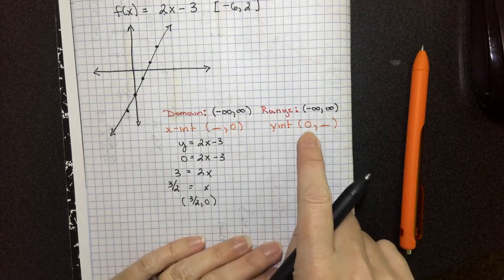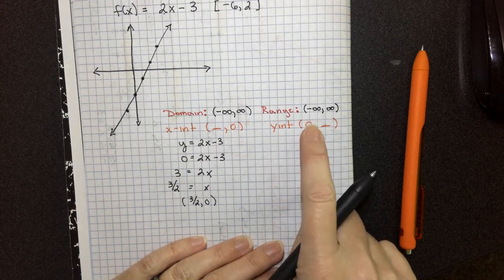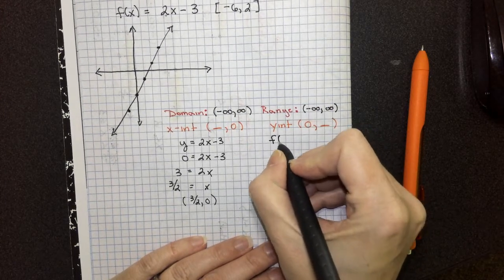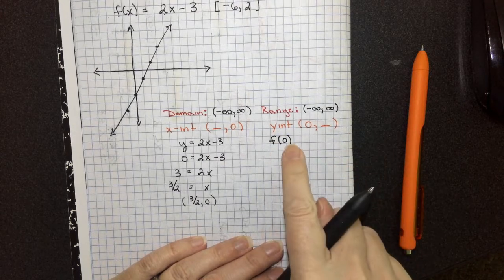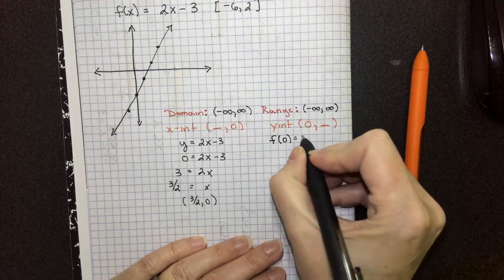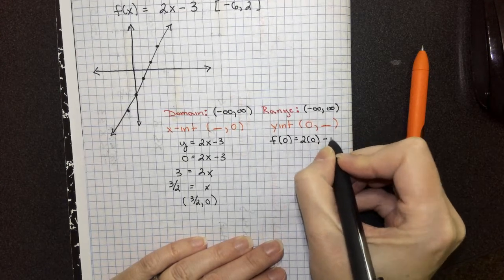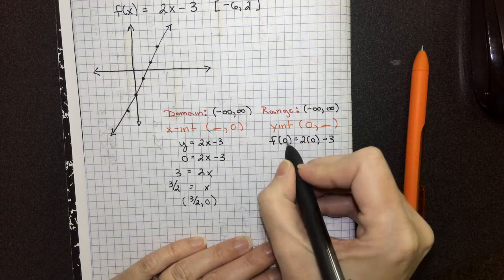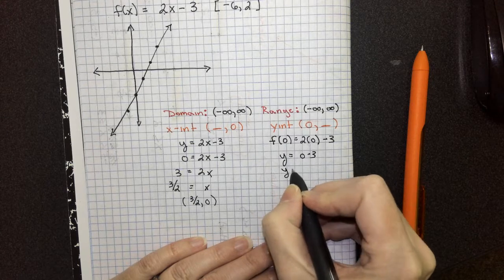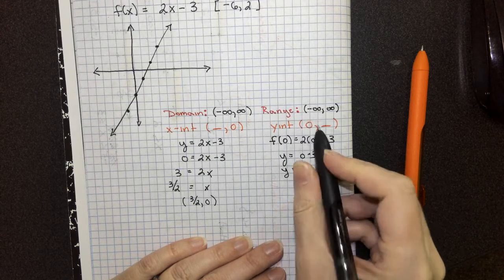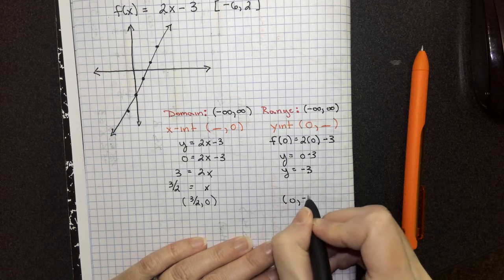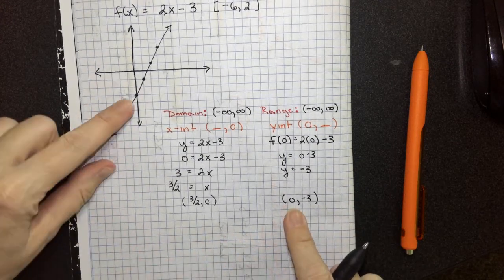Now, the y-intercept means that we know for sure the x value is 0. So this is where we say evaluate the function when x is 0. That's what that means. Every time you see x, put 0 in. So this is going to be 2 times 0 minus 3. This is my y equals 0 minus 3. So my y equals -3. That means that my y-intercept is going to be (0, -3), which we just proved right here.